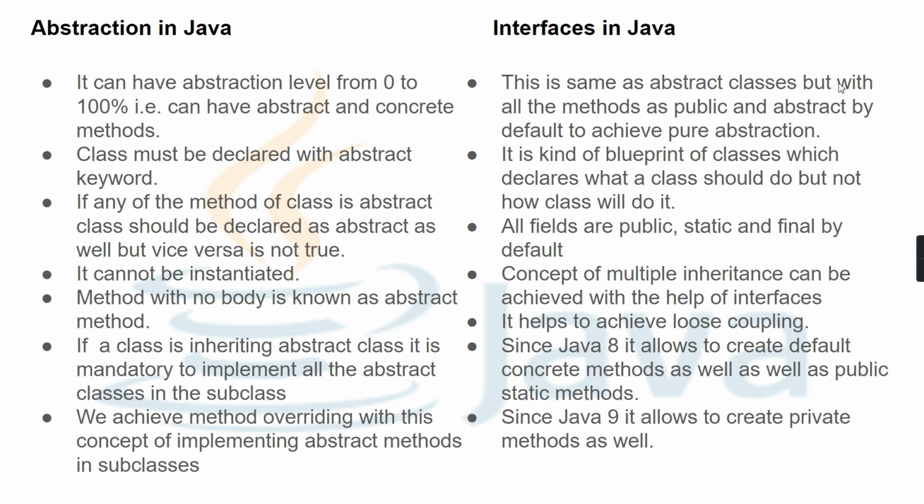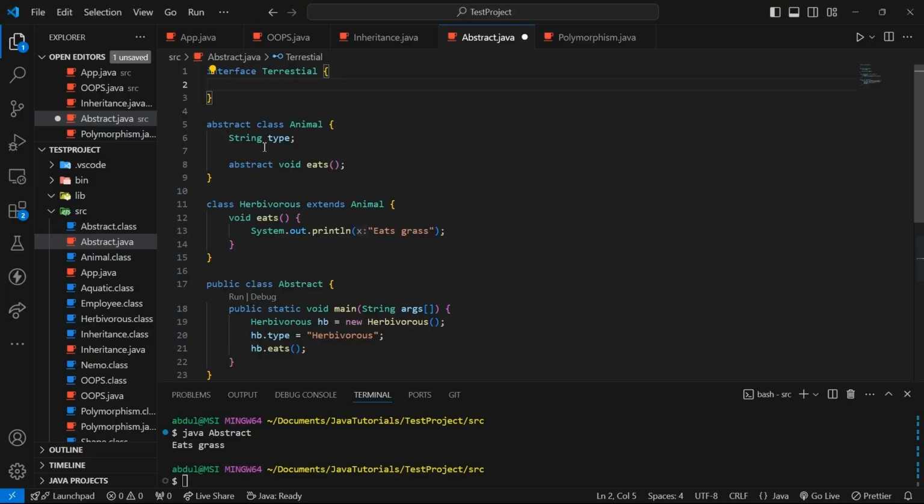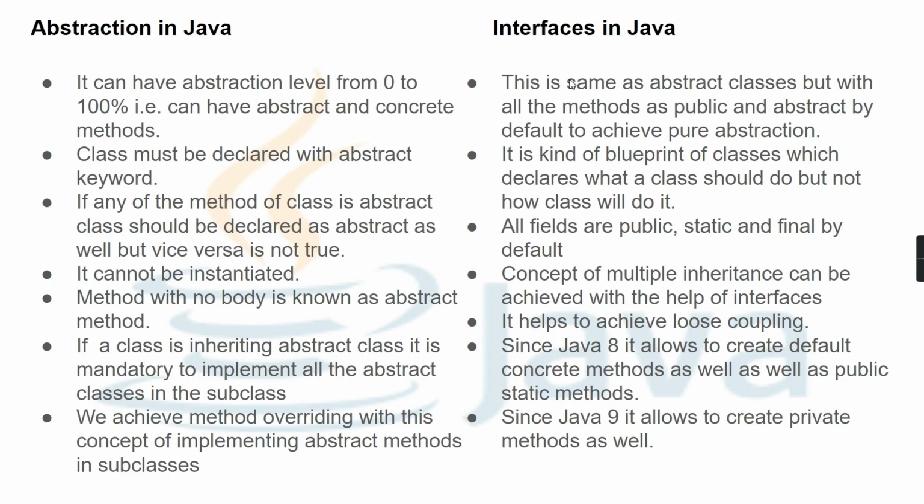This is the same as abstract classes, but all the methods are public and abstract by default. So whatever method we create in here is public and abstract. In the case of abstract classes, the methods are not public and abstract by default; we have to tell them if they are public or abstract, and if we want to make them public, we have to put the keyword public. But in the case of interfaces, all the methods are public and abstract by default.